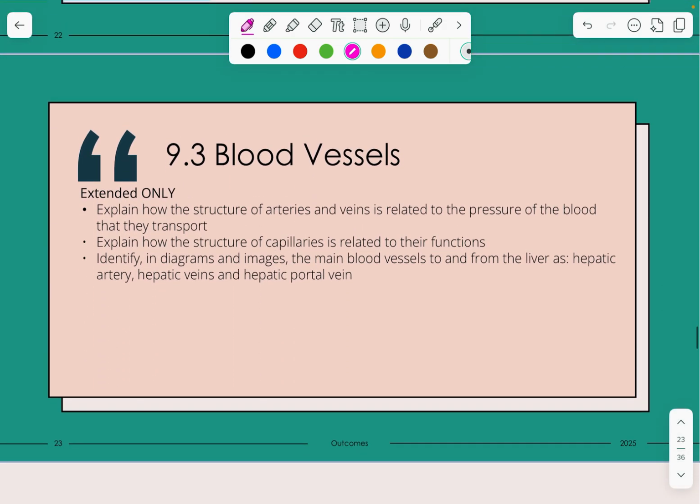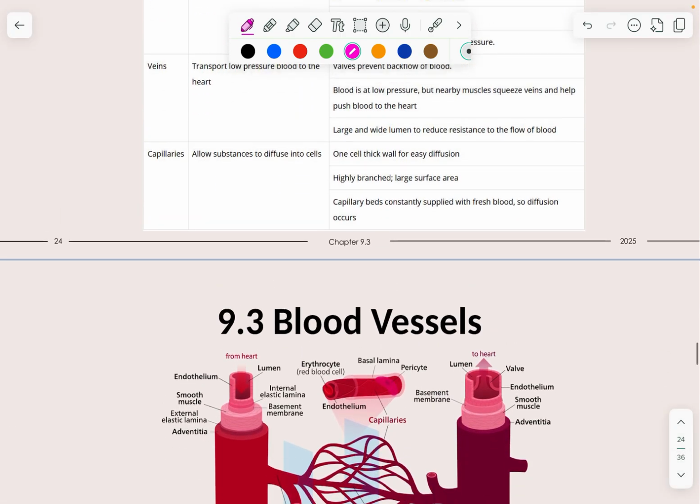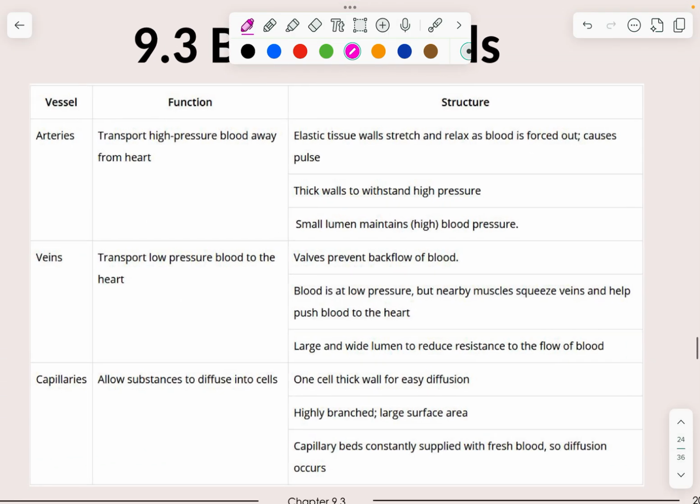So for extended students, you must know how the structure of the artery is related to the pressure of how much they transport, how the structure of the capillaries is related to their function, and also to identify more diagrams in different organs. Alright, the first one.